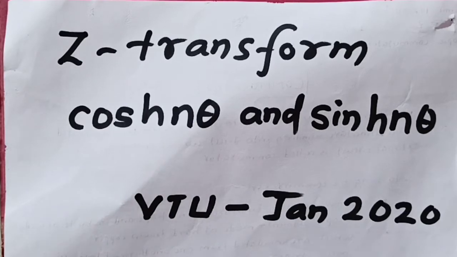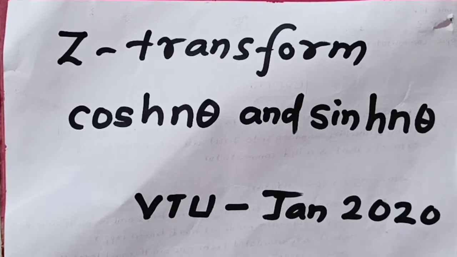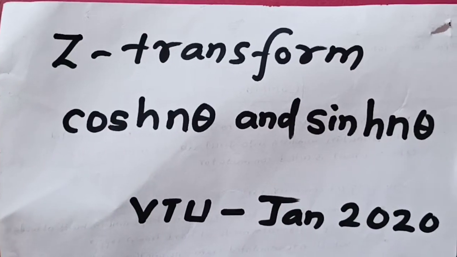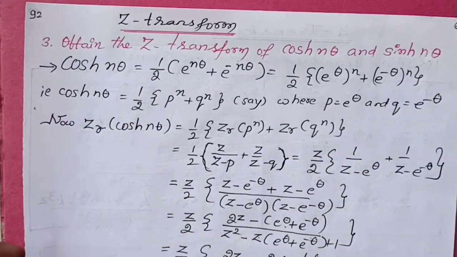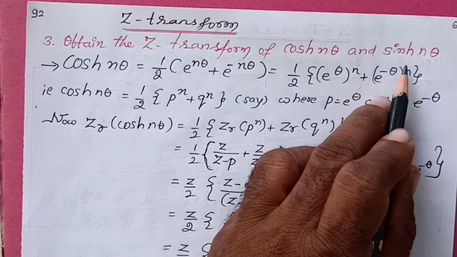So, to find the Z transform of cos hyperbolic n theta and sin hyperbolic n theta, which appeared in Visvesvaraya Technological University January 2020 for 7 marks, and several times they asked before this syllabus. According to the latest syllabus, this appeared in 2020. Before that, several times they had asked. So directly we'll see how to solve this problem. Obtain the Z transform of cos hyperbolic n theta and sin hyperbolic n theta.